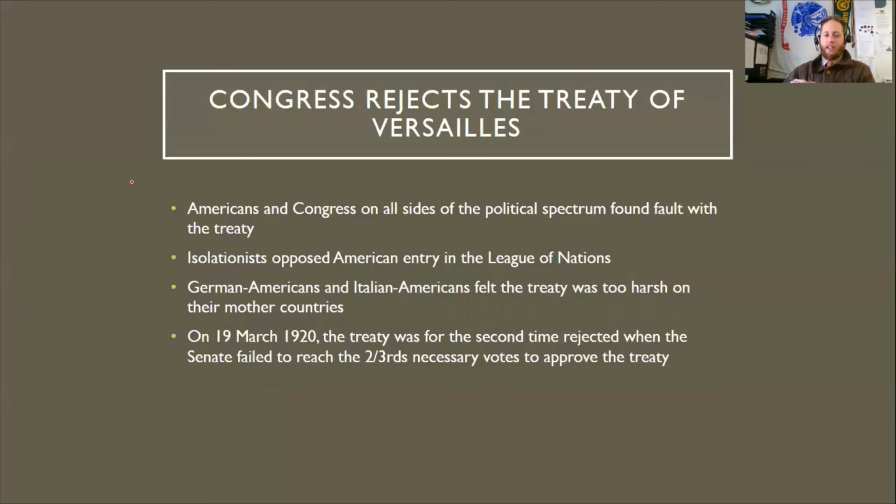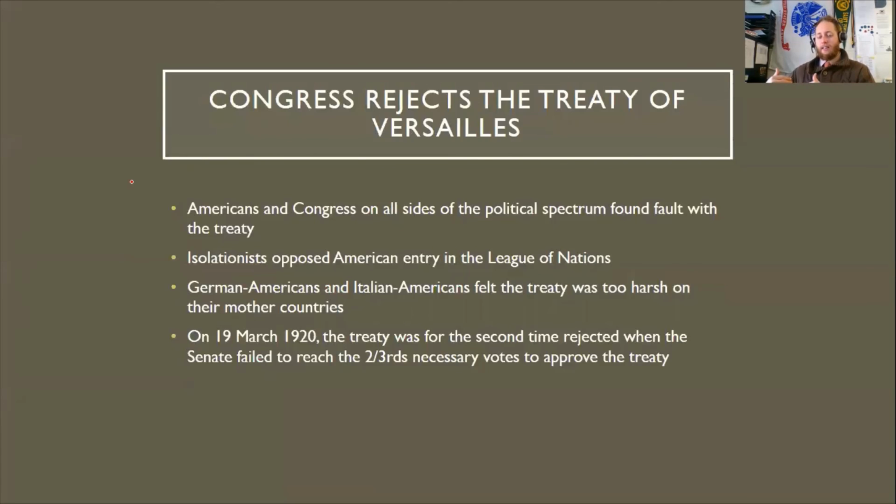The treaty and the League of Nations was also opposed by German and Italian Americans who felt the treaty was too harsh to their mother countries. You can also look at Austrian Americans who, from Austria-Hungary, weren't overly pleased as well. I'm not going to get into the specifics of the political battle, but what's important for you to know is that the treaty is going to go to Congress twice. The second time it's going to fail.